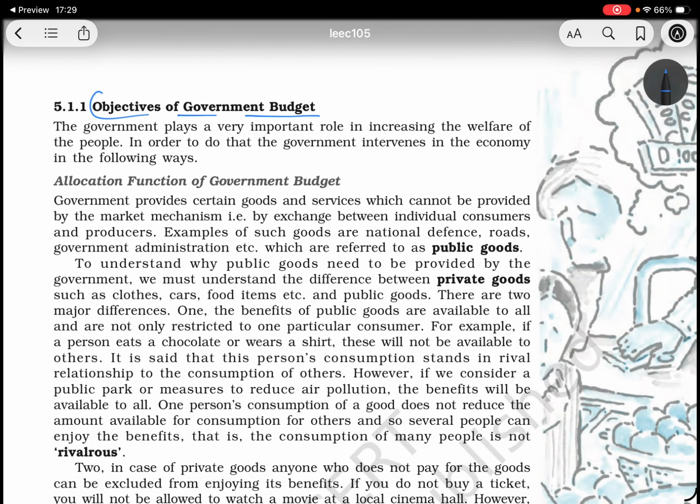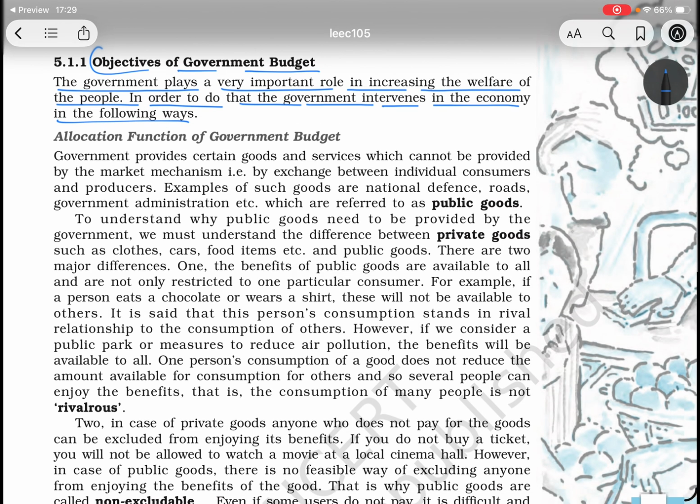Objectives of government budget. The government plays a very important role in increasing the welfare of the people. In order to do that, the government intervenes in the economy in the following ways. Allocation function of government budget. Government provides certain goods and services which cannot be provided by the market mechanism, that is, by exchange between the individual consumers and producers. Examples of such goods are national defense, roads, and government administration, etc., which are referred to as public goods.